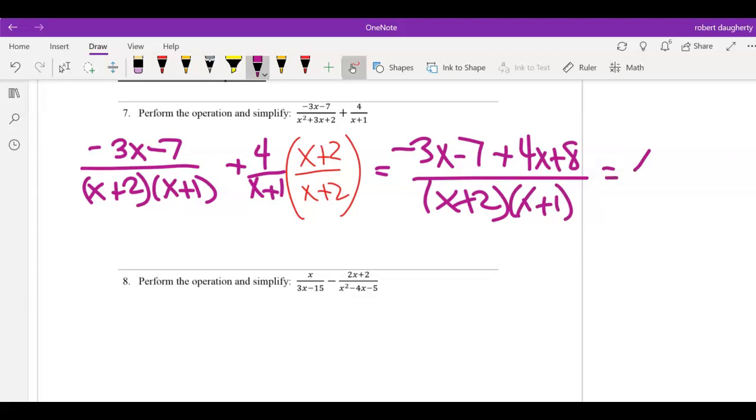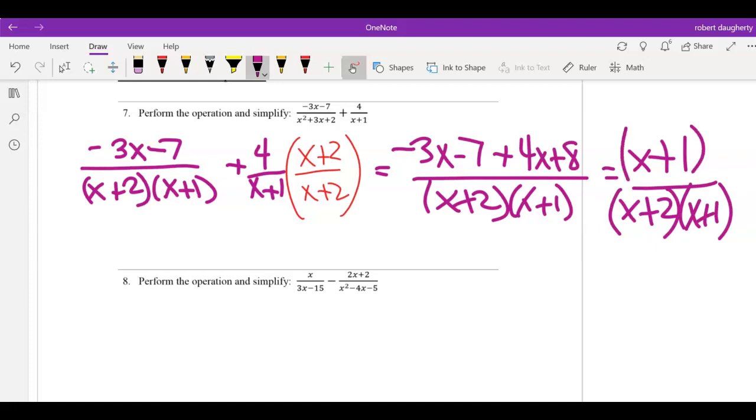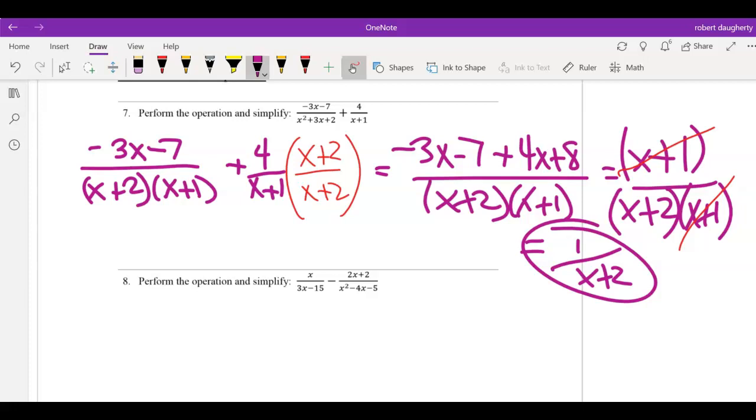So 4x minus 3x is x, 8 minus 7 is 1, so I get x plus 1 over x plus 2, x plus 1. And then if I look at simplification, x plus 1 over x plus 1, this final answer is just 1 divided by x plus 2. If I had asked for the exclusions, they would be x cannot be negative 2 or negative 1.